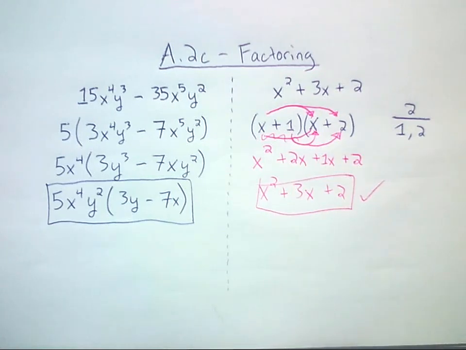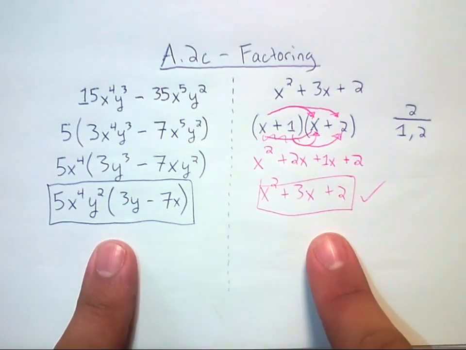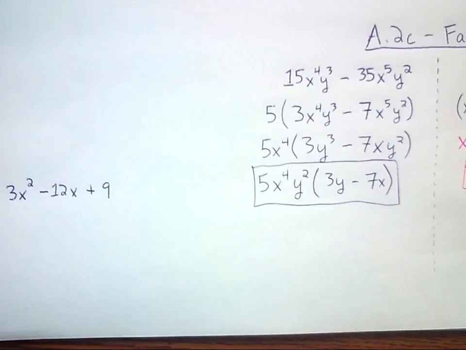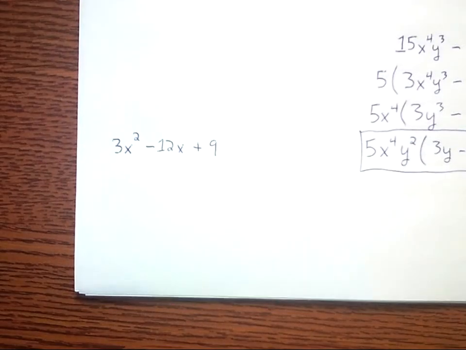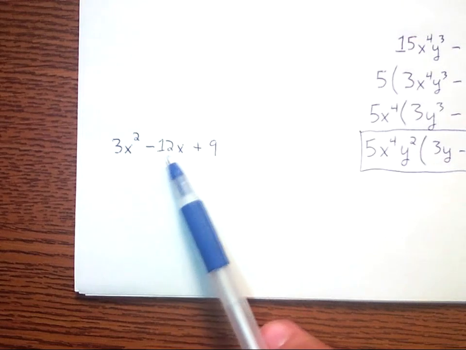What's pretty crazy is you can actually combine both methods at the same time. Take a look at this quick sample problem I drew up real quick. So we've got 3x squared minus 12x plus 9.